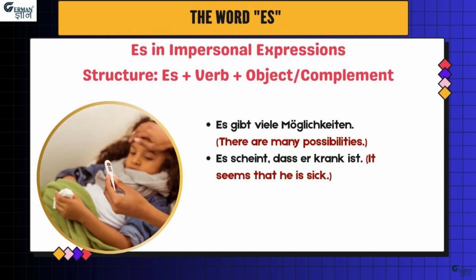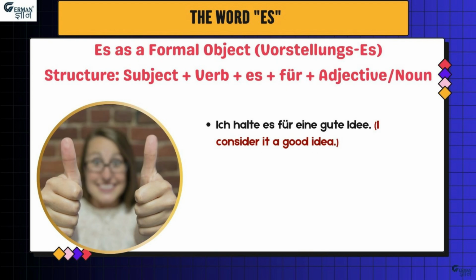The second use of the word es is that it is used as an impersonal expression. So the structure is that es is used as a subject, then comes the verb and then the object. For example, es gibt viele Möglichkeiten means there are many possibilities. And second, es scheint, dass er krank ist means it seems that he is sick. Third use is that it is used as a formal object, and the structure is that first you write subject, then verb, then es, then für, and then adjective or noun. For example, ich halte es für eine gute Idee means I consider it a good idea.